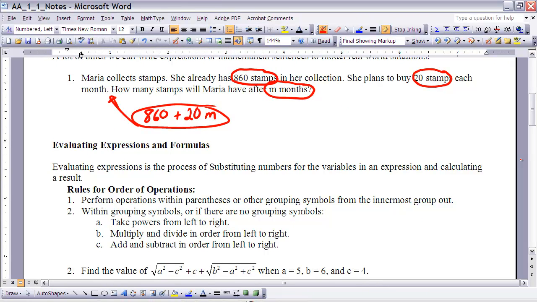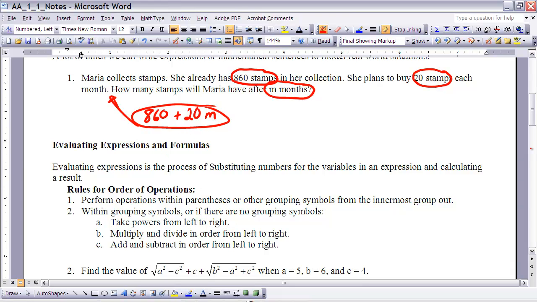Okay, one of the things that you're going to be asked to do quite a bit in chapter 1 is evaluating expressions and formulas. The term evaluating means, if we're going to evaluate an expression, it's the process of substituting numbers for variables in an expression and calculating the result. Something that you did quite a bit of in your first algebra course, and it's really something that we have to make sure that we're still able to do at this point.